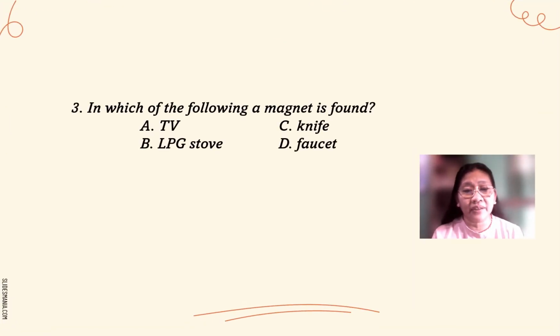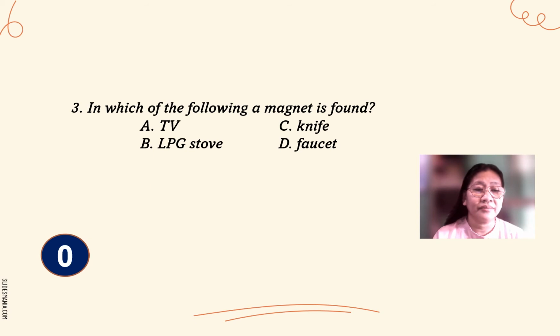Question number 3. In which of the following a magnet is found? A. TV. B. LPG stove. C. Knife. D. Faucet. And the answer is letter A, TV.